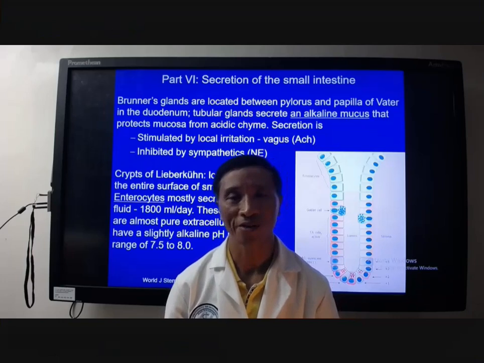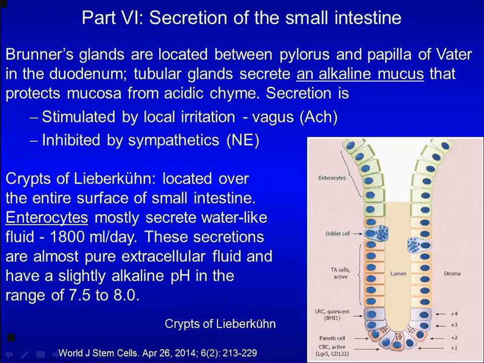Now, let's move to part 6. We will look at secretion of the small intestine. The small intestine has two types of tubular glands. One is Brunner's glands. They are located between the pylorus of the stomach and papilla of Vater in the duodenum. They secrete an alkaline mucus that protects mucosa from acidic chyme. Secretion is stimulated by local irritation transmitted through vagus nerve and inhibited by sympathetic stimulation.